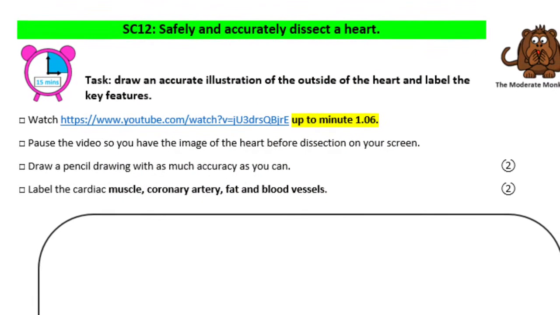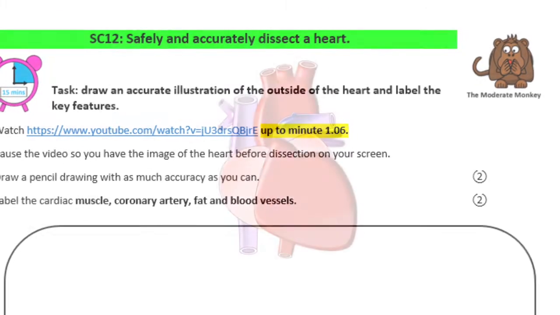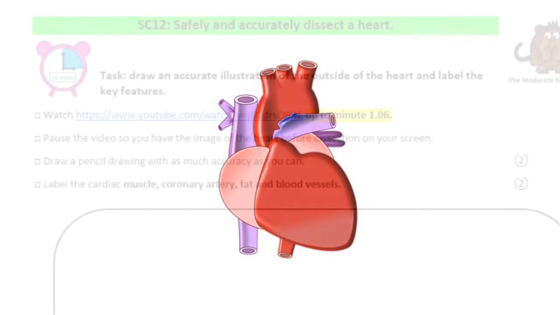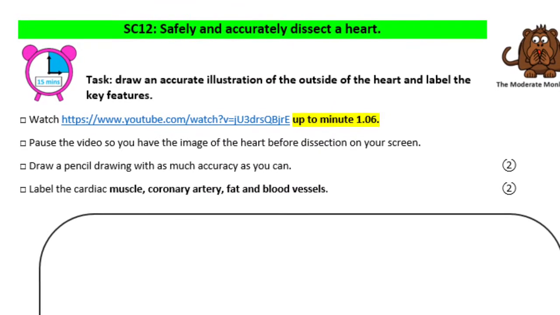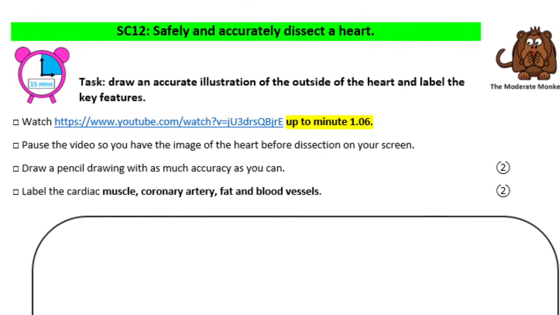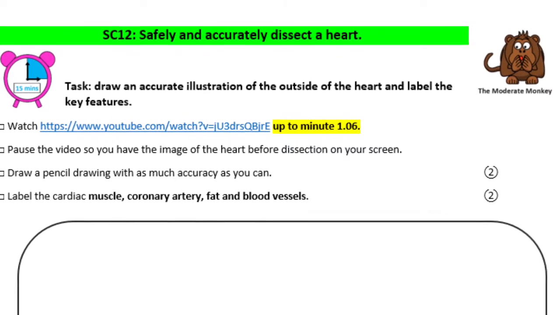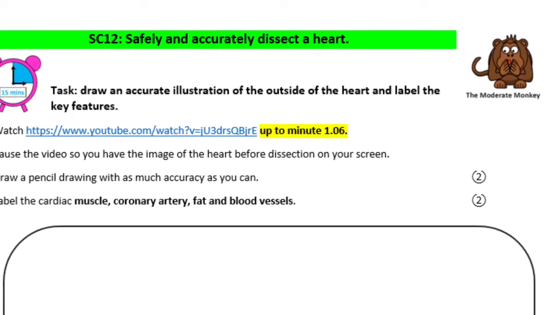So let's start on SC12, which is to safely and accurately dissect a heart. Sadly, because of us all being isolated, you're not actually going to be able to do this dissection, but I found an excellent video that you can watch instead. So your task is to click on the link and watch the video just up to minute 1.06. Then you pause the video and draw an accurate picture using pencil and add the labels that are listed in the instructions.